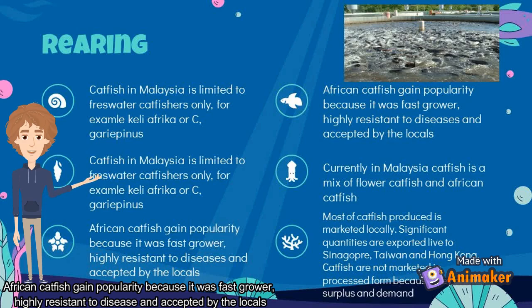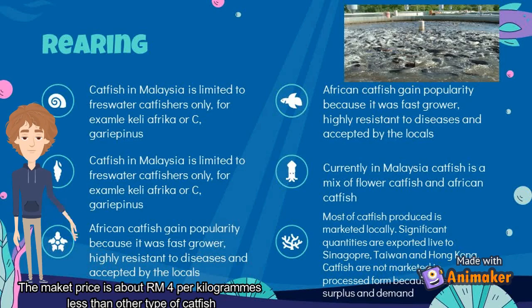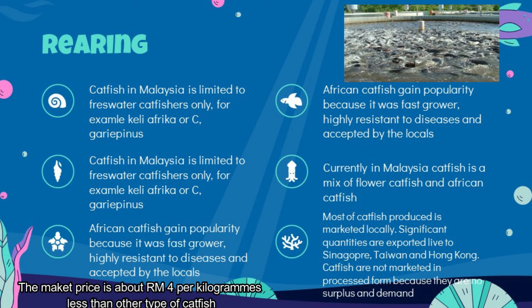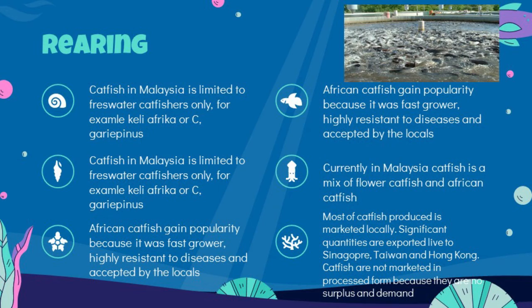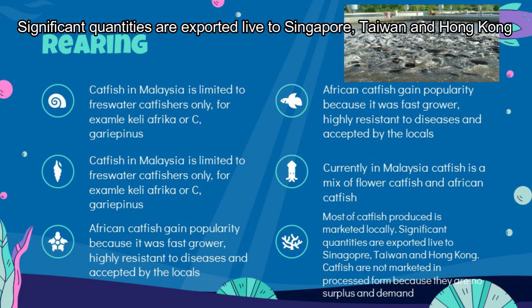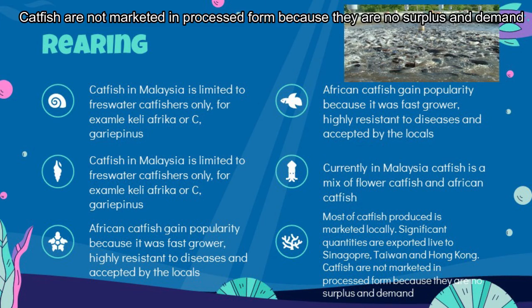African catfish gained popularity because it was a fast grower, highly resistant to disease and accepted by the locals. The market price is about 4 ringgit per kilogram. Other types of catfish: currently in Malaysia, catfish is a mix of flower catfish and African catfish. Most of the catfish produced is marketed locally. Significant quantities are exported live to Singapore, Taiwan and Hong Kong. Catfish are not marketed in processed form because there is no surplus and demand.